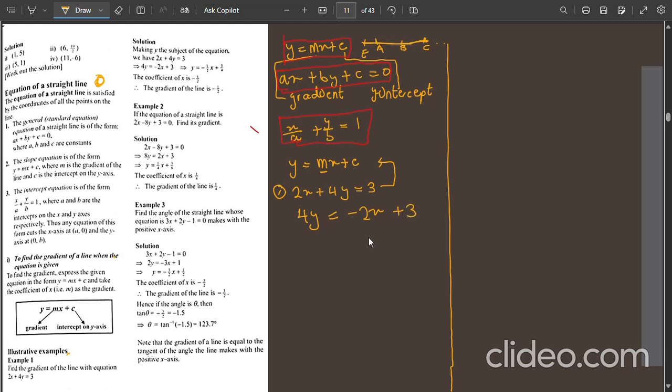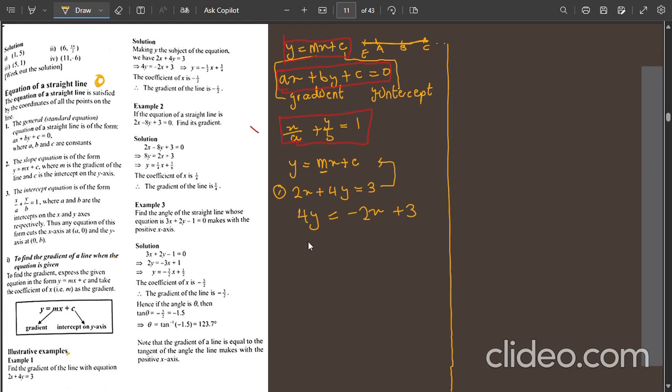Can you see that I've expressed it in the same form as that? Because this is y, this is 4, this is m, this is my x, this is my c, this is 3. Except that there is still a 4 here, so I have to get rid of the 4 so that this equation really looks like this.